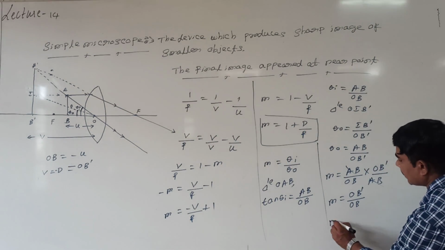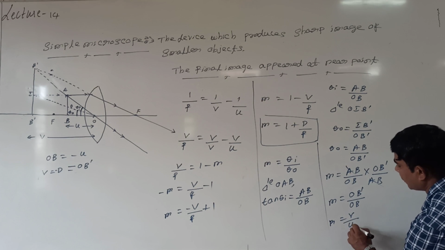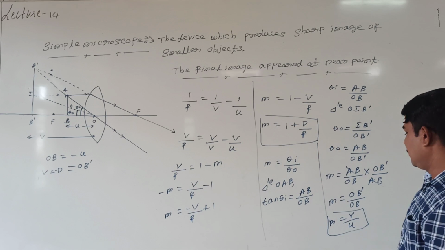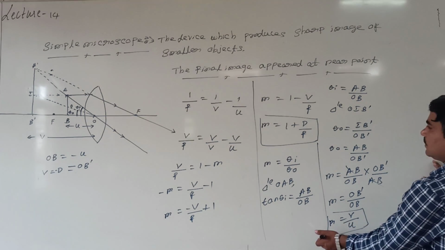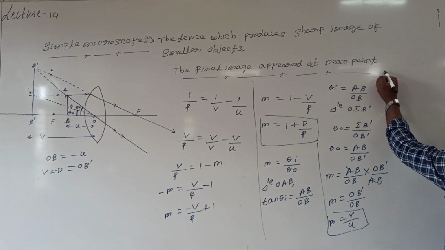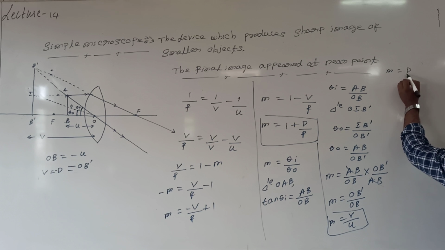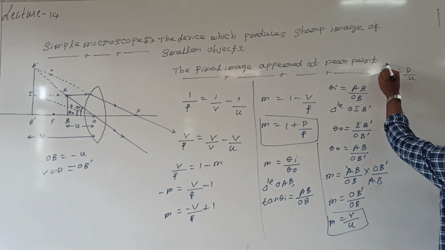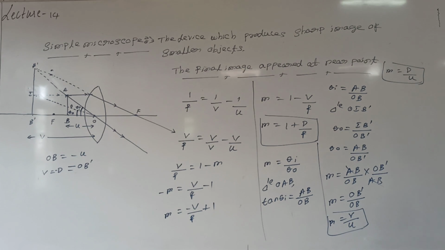Then from this, what is the linear magnification? That is V divided by U. But V is equal to D. Then we can write this formula: magnification M is equal to D divided by U, because V is equal to D. But taking this again we can achieve another form.